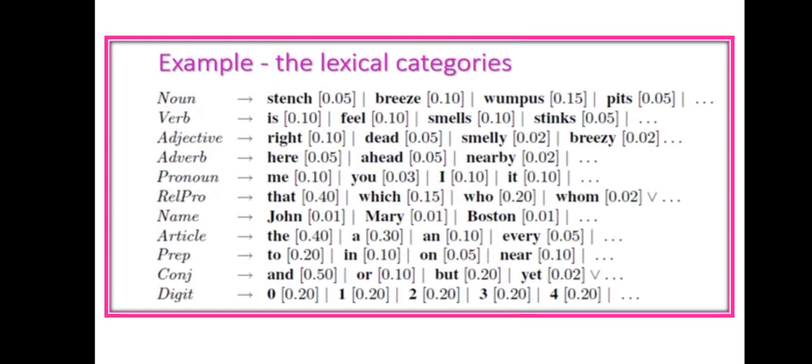So in a probabilistic context-free grammar, each rule is represented with some probability value. For the noun, some words are given. What is the probability of occurring in the sentences that is available here? If it's a noun: stench 0.05, breeze 0.1, wumpus 0.15, pits 0.05. Similarly, for each and every word, the probability of occurring in sentence formation is given.